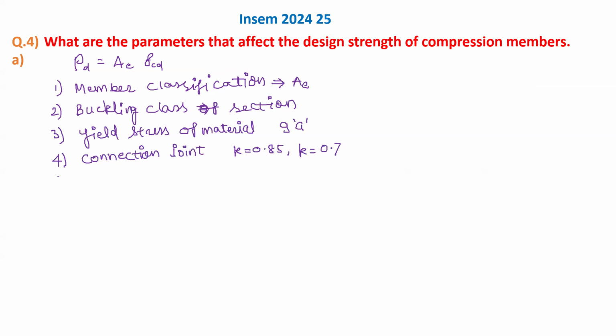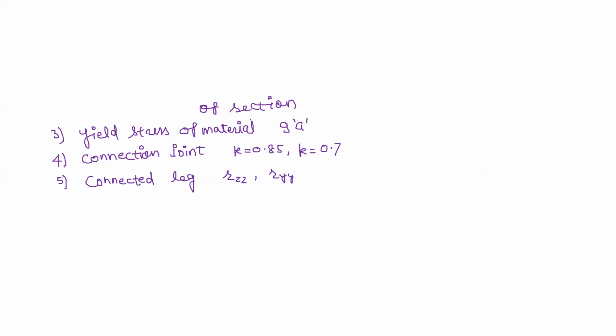Then we can have fifth, that is connected leg, because connected leg will decide your minimum value of RZZ or RYY. So we can have again points in this, that is you have single angle section or double angle section, that also affects your strength. So you have 1 mark for each parameter. Likewise you have to mention these parameters.